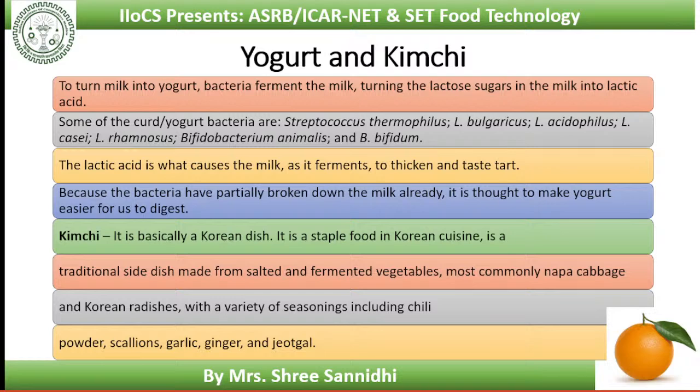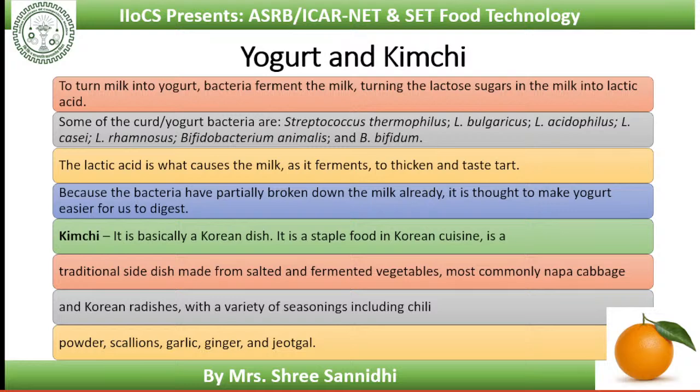The next product is kimchi. So kimchi is basically a Korean dish. It is a staple food in Korean cuisine. And this kimchi is a traditional side dish made from salted and fermented vegetables, most commonly the cabbage, napa cabbage, and Korean radishes, with a variety of seasonings including chili powder, scallions, garlic, ginger, and geotgal. So geotgal is kind of spice used in Korea.